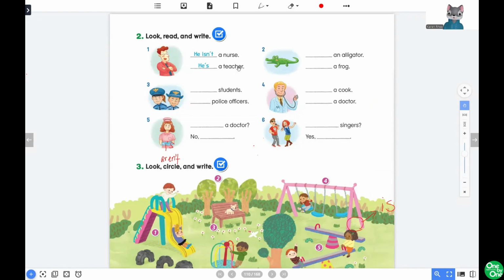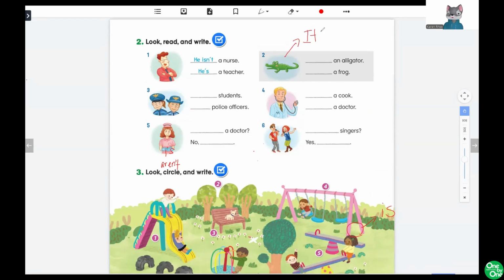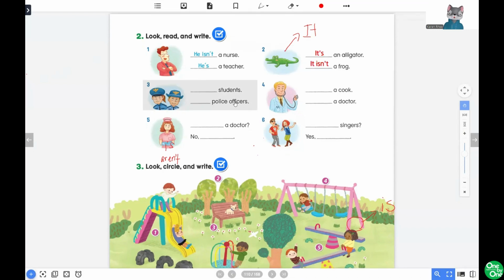He isn't a nurse. He's a teacher. What about number 2? Because remember, animals are always going to be in the form of it, right? So what do we need to write? It is an alligator. Very good. It isn't a frog is the correct answer. Or it's not a frog is okay too.